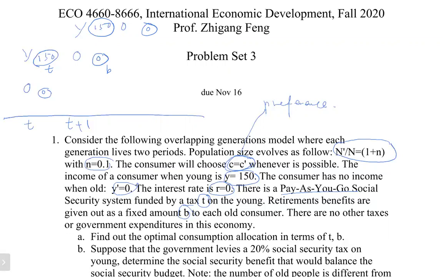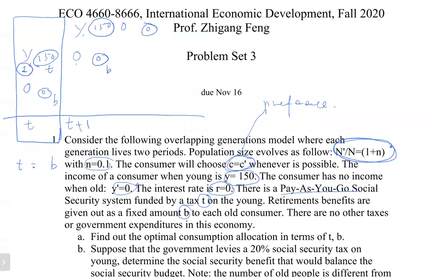This pay-as-you-go just says, if we look at this time period or any time period T, all the T we collect must equal all the B we give away. But now the issue is the young and old, their sizes are different, right? Because we have population growth.